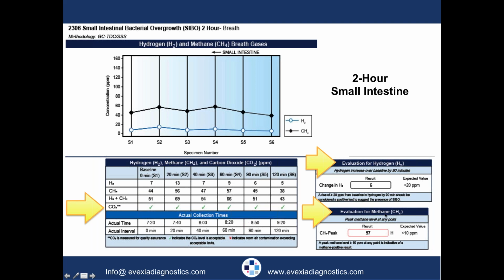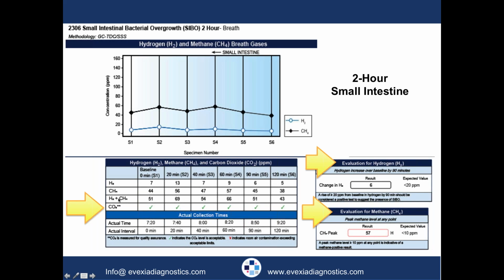Now methane, which is right here, is a little different when you look at that. The evaluation for methane is peak methane at any point compared to the baseline. If it rises 10 parts per million at any point in time from baseline, it's a positive result. So let's take a look over here. Here is, of course, methane. Here's baseline. It was measured at 44 parts per million, and sample 4, which is here, measured at 57. Now, subtracting the latter from the former, that's a rise of 13 parts per million. That's why this is high right here, and that's why it's positive.